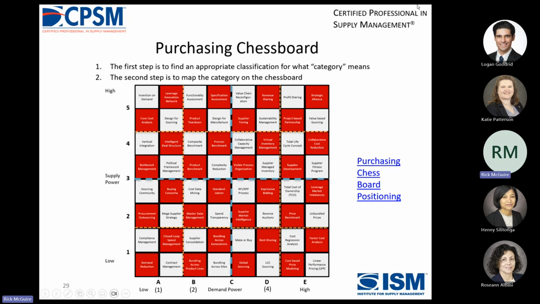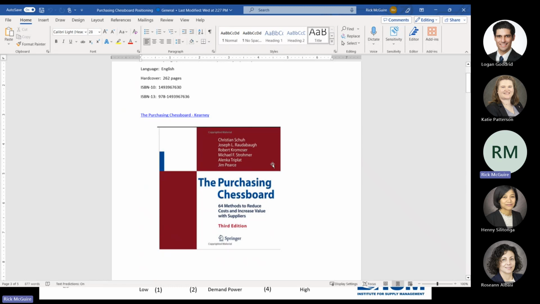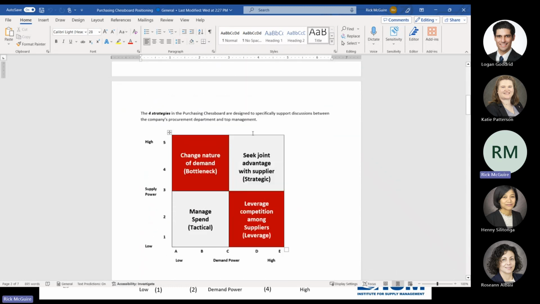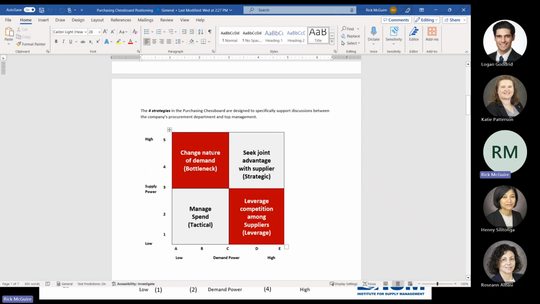And here's one that gets into even more detail, the purchasing chessboard. I just like this one because it's got such a cool picture to it. Basically, it takes the 2x2 box and gives you these strategies. You've got 4 strategies, and they've flipped it. Leverage is usually up in this corner, but now they have it down here and bottleneck up there. You'll see them do that, just because of the way they did the axes: supplier power and demand power.